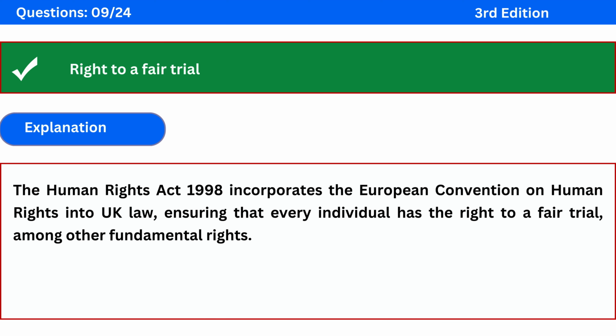The correct answer is right to a fair trial. Explanation: the Human Rights Act 1998 incorporates the European Convention on Human Rights into UK law, ensuring that every individual has the right to a fair trial, among other fundamental rights.